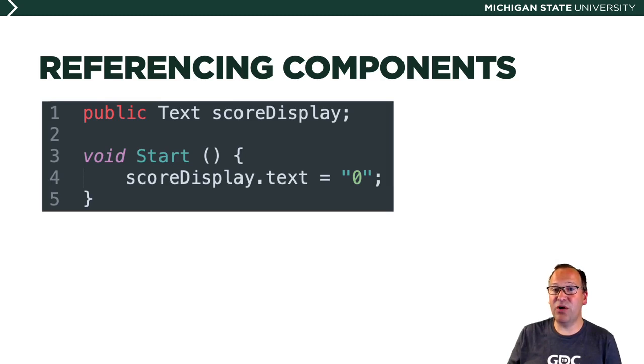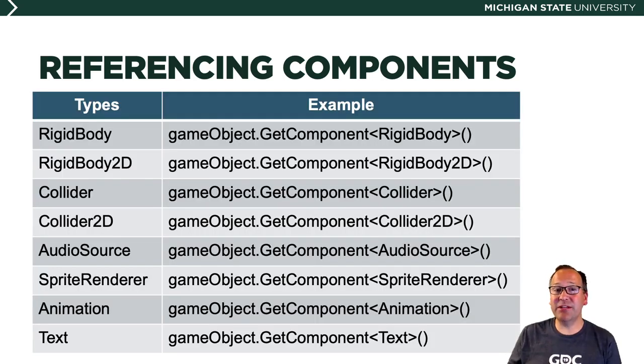Another way to reference a component is to set up a public variable in your class. This will make the variable appear in the Unity Editor Inspector. You can then drag and drop a game object with the specified component to the variable in the inspector. Here are common component types that you might reference in code.